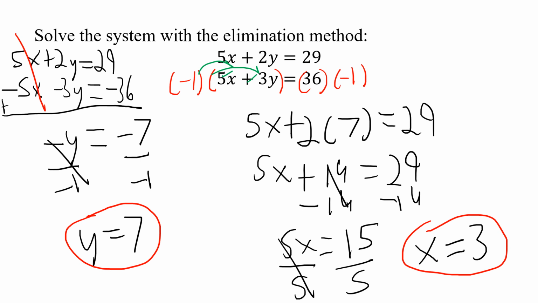So the solution then would be 7. Oops, excuse me. Sorry, guys. Whenever we write our ordered pairs, we always write our x first. So the solution then would be 3, 7. With ordered pairs, we always write our x first. So 3 comma 7. There we go.